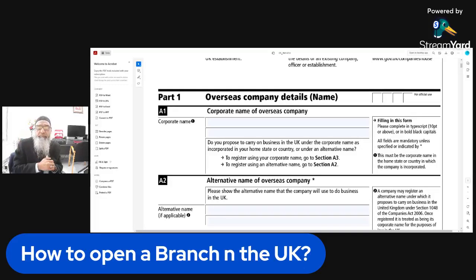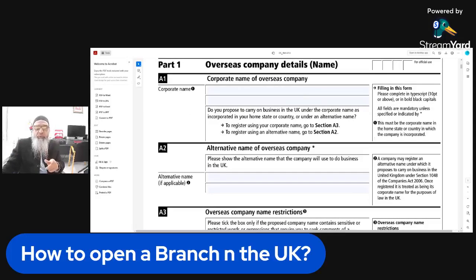And do you propose to carry on business in the UK under the corporate name as incorporated in your home state or country, or under an alternative name? Now, they are providing you two options here. You can open your branch with the same name as the name of the principal company abroad, or you can have an alternative name of your branch in the UK. So this is the opportunity for you to give your main name as well as alternative name. If you want to operate under a different name, you are supposed to write here at the time of applying for registration as a branch.